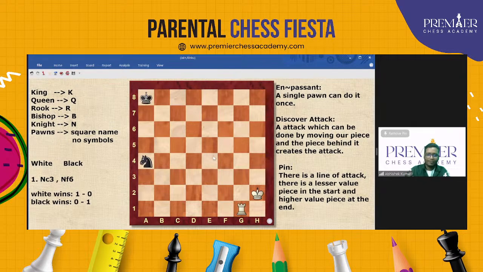Here we are playing from the white side and we need to create a pin. How can we do that? Please do answer in the chat. Okay, Harshita ma'am, nice. Aruna ma'am, Kailash sir, okay, good.